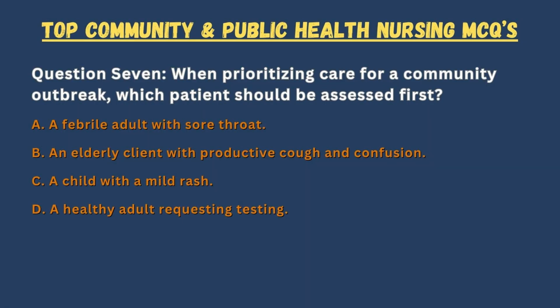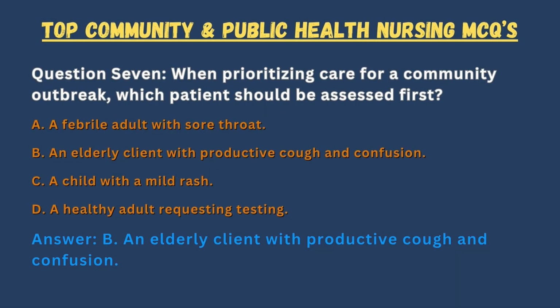Question 7. When prioritizing care for a community outbreak, which patient should be assessed first? A. A febrile adult with sore throat. B. An elderly client with productive cough and confusion. C. A child with a mild rash. D. A healthy adult requesting testing. Answer. B. An elderly client with productive cough and confusion.